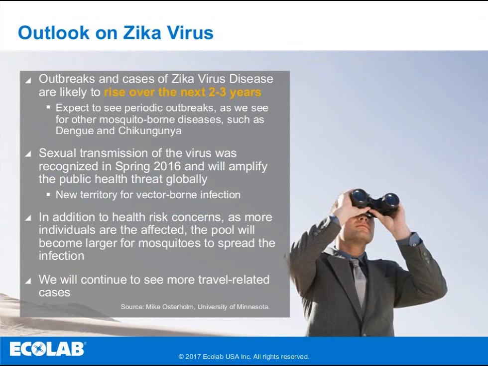Mike Osterholm at the University of Minnesota shared earlier this year. He commented that outbreaks and cases of Zika virus disease will increase over the next 2 to 3 years, followed by periodic outbreaks, similar to what we're currently seeing for both dengue and chikungunya. The fact that sexual transmission of Zika virus disease occurs will amplify the public health threat globally. And as more people become infected, the pool will become larger for mosquitoes to spread the infection. So I'll now turn it back over to Joelle, who will specifically talk about reduction of risk.